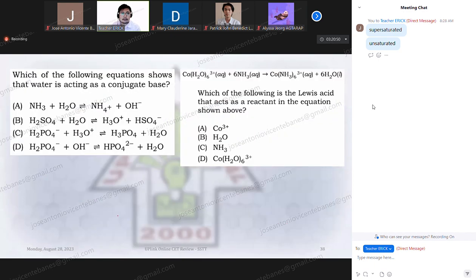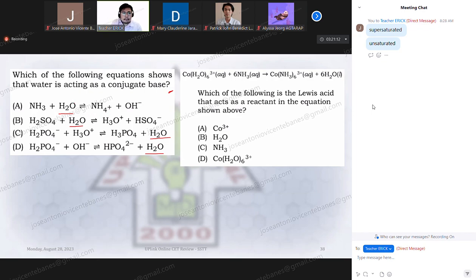Now, to answer the question, which of the following equations show that water is acting as a conjugate base? Take note, conjugate base. So therefore, we are going to check the water. Now, A and B is not included.